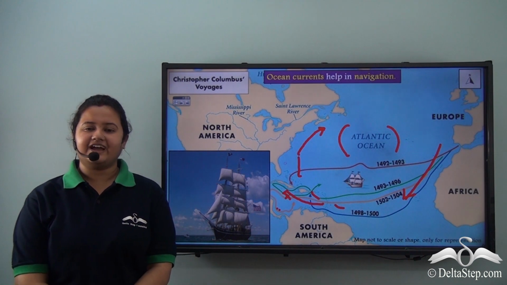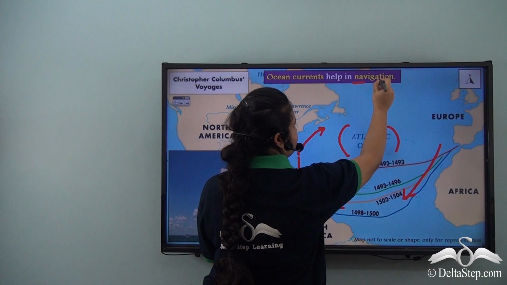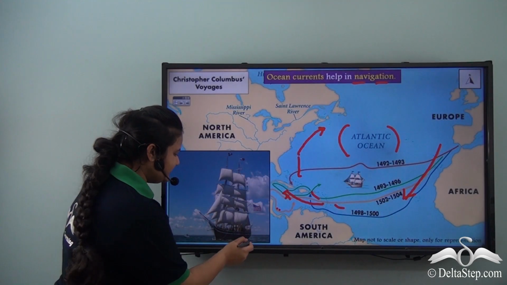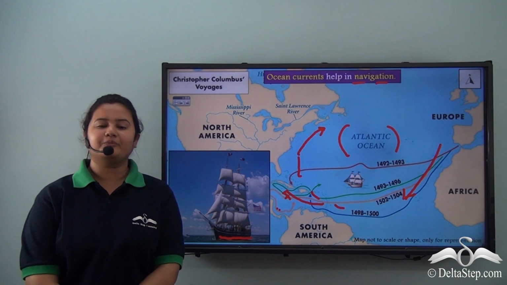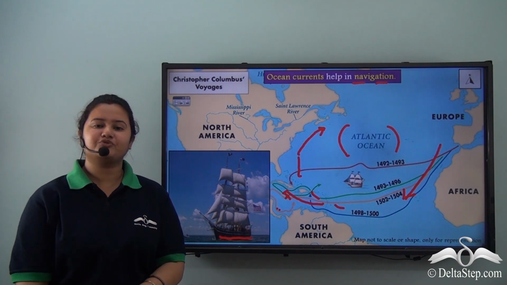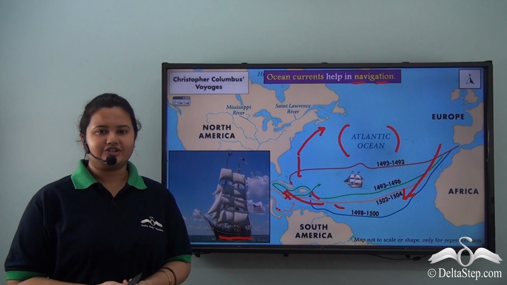So, we read how ocean currents help in navigation. The ocean currents guide the direction in which the ship travels, and therefore because of the ocean currents the ship travels faster. So, this is how ocean currents help in navigation.